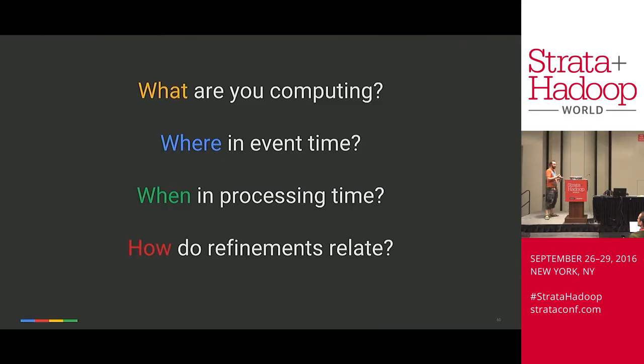When in processing time do you materialize your results? Do you wait until you've seen all of your input, or if you have unbounded data, do you wait until you think you've seen all the input for the window, or do you want speculative early results? And what do you do if you have late data? That's what the when question tries to answer. And then in cases where you do have multiple results, how do refinements of those results relate? Are they disjoint? Do they build upon one another?